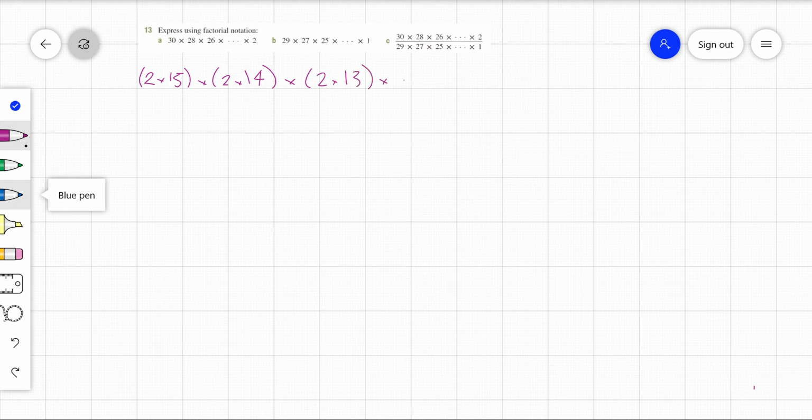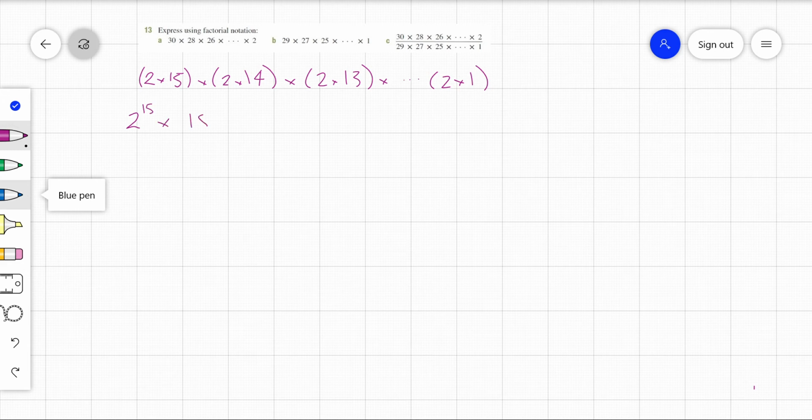So you can see I could go all the way to two lots of ones. If I do that, every single one of these numbers from 2 up to 30 has, and remember they're all the even numbers from 2 to 30, so there's going to be 15 numbers there. They've all got a 2, so if I take the 2s out, there's 2 times 2 times 2, there's 15 of them. So 2 to the power of 15.